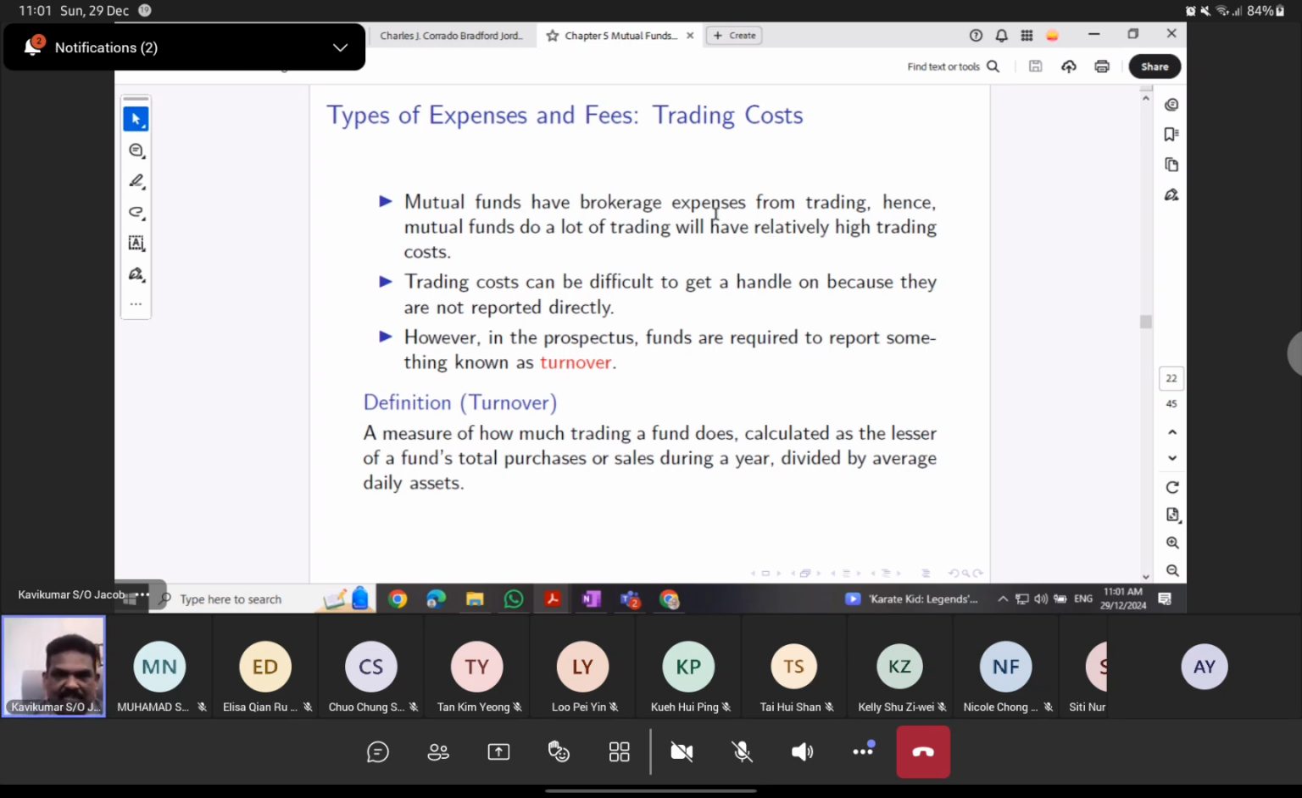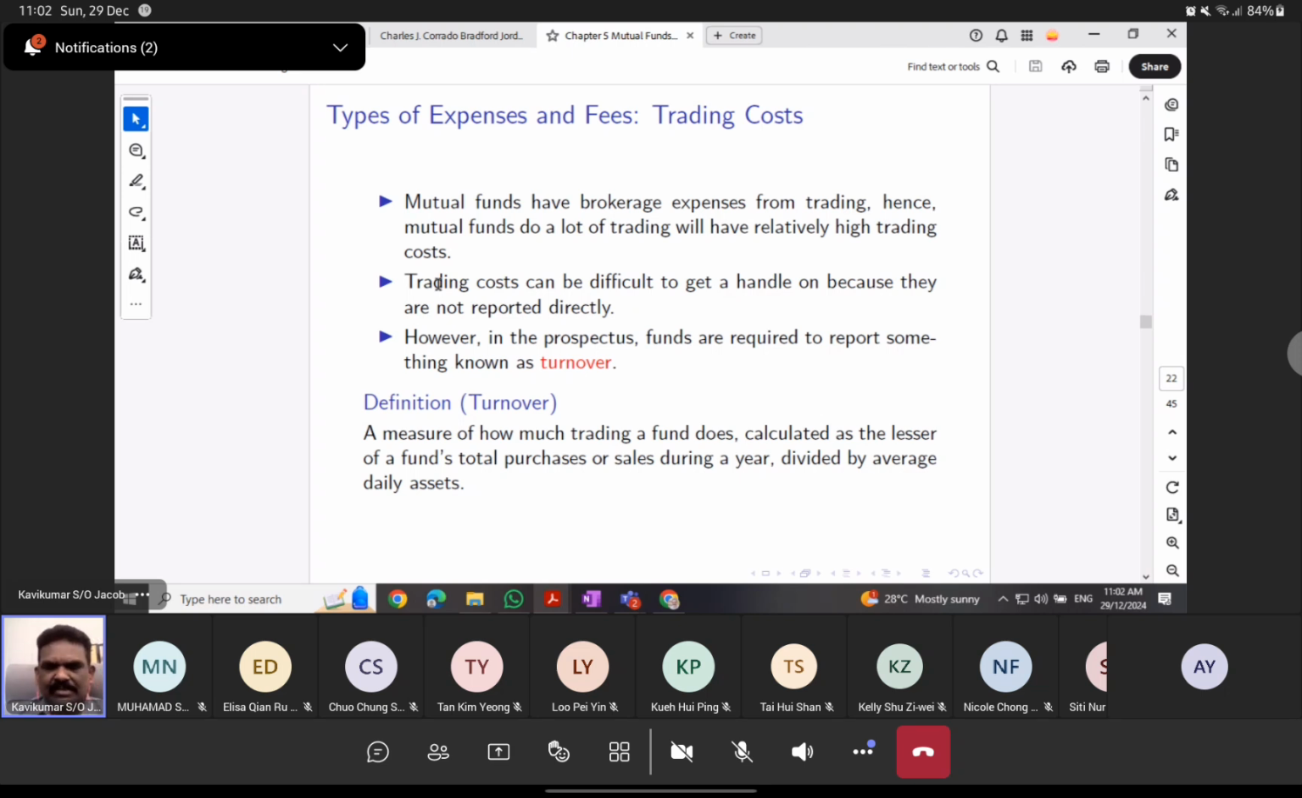So mutual funds have brokerage expenses. Brokerage means when they trade fund holdings from one party to another, they impose some broker commissions. So mutual funds do a lot of trading, which leads to relatively high trading costs. Trading costs can be difficult to get a handle on because they are not reported directly. The funds always keep it confidential, and it is not available even online.